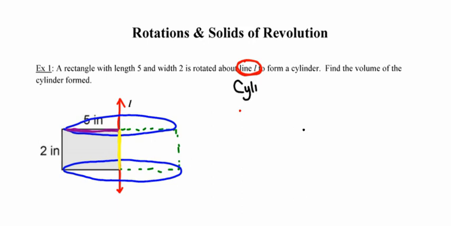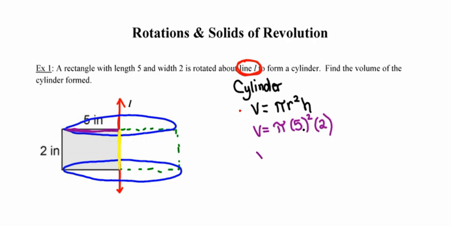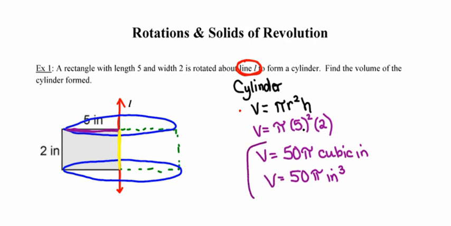And we know that the formula for finding the volume of a cylinder is V equals pi times r squared times h. So when we substitute into this formula, our radius is 5, and our height is 2. This I can almost do mentally. 5 squared is 25. Multiply that times the 2, and I get 50. It does not ask me to round, so I'm going to leave this in terms of pi. So 50 pi cubic inches, or 50 pi inches cubed. Either one of those is enough to get the job done.